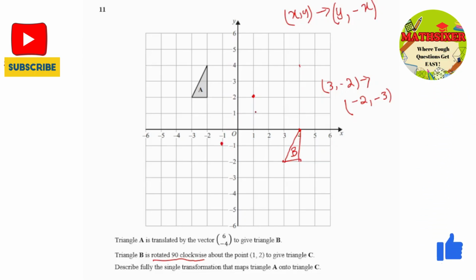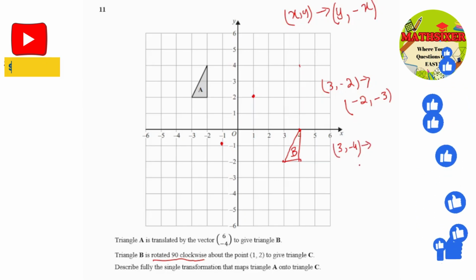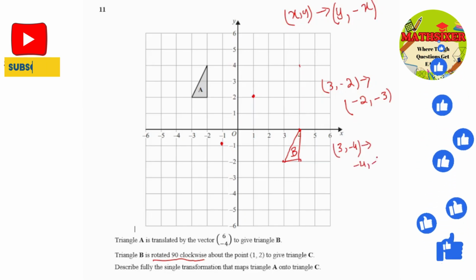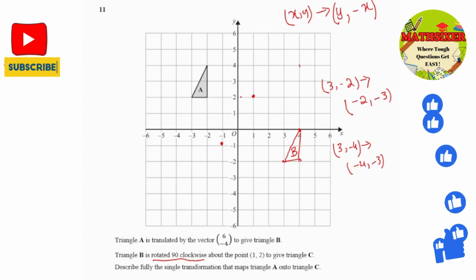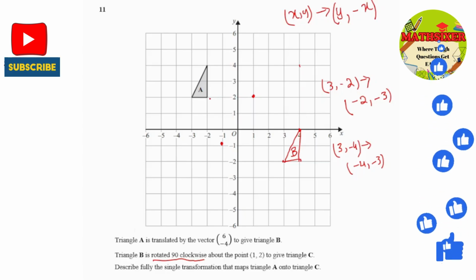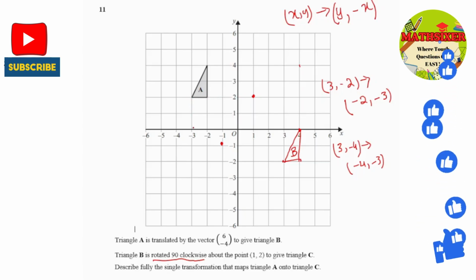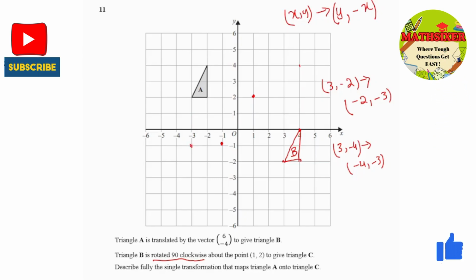Okay, now we're going to check this point. So we have 1, 2, 3 and 1, 2, 3 and 4. So we have 3 and minus 4. So this point will be converted into minus 4, minus 3. So we're going to go from this, our center. So we're going to go minus 4 points to the left, 1, 2, 3, 4 and 1, 2 and 3 points down.